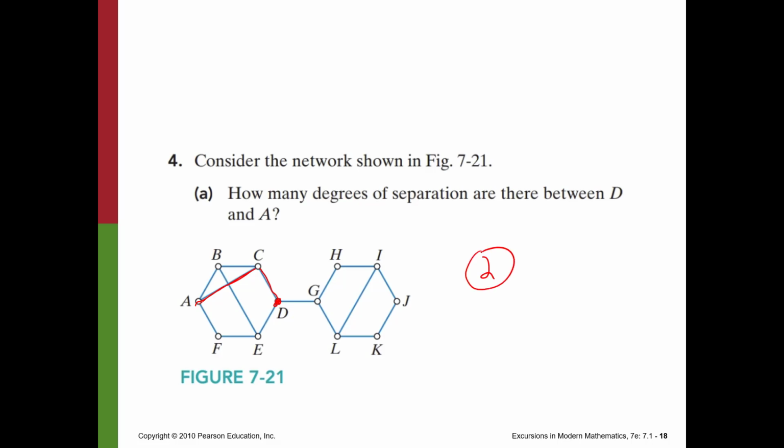When you do your homework, you can copy the graph and show me the path, or you don't have to copy the graph, you can just show me the path, right? So the path is from D to C and then from C to A, and that is 2 edges.